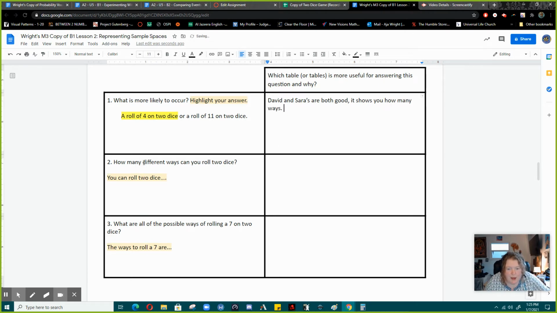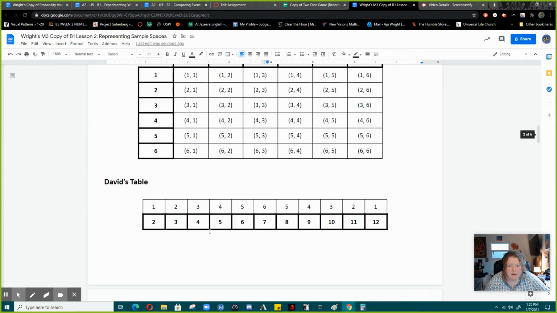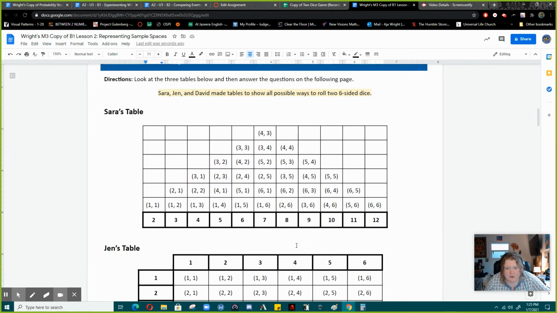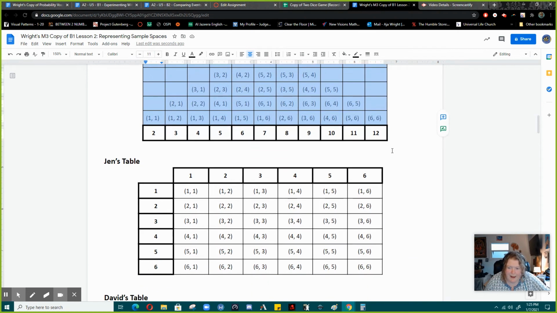Okay, so how many different ways can you roll 2 dice? Well, let's look. David's, to find that out, we would just have to add all those numbers up. I ain't so good at adding, dudes. For Sarah's, you'd have to add up how many thingies you have in this little triangle. Again, who's got time to add?